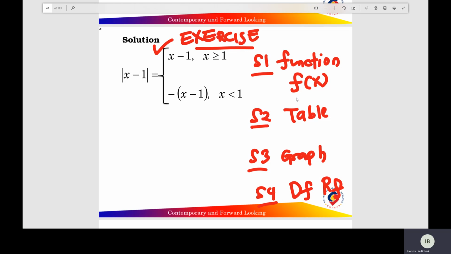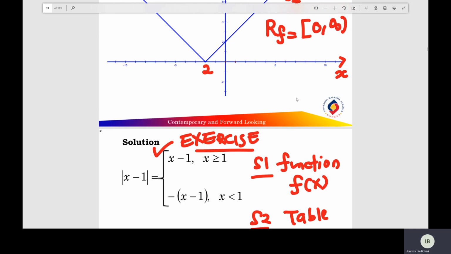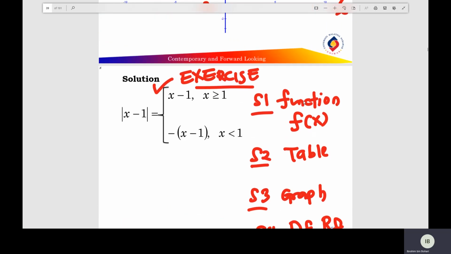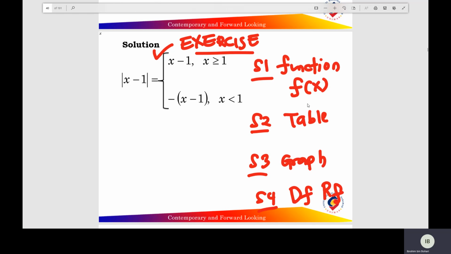So the first step here, you write down the absolute value function in piecewise form. The first function here is x minus 1, where the value of x is greater than or equal to 1. And the second part of the function is negative x minus 1, with domain x less than 1. Okay, and then tables.